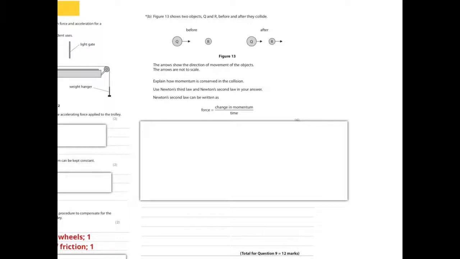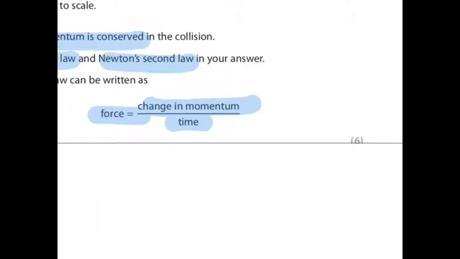So this is the first thing we're being asked to do. Explain how momentum is conserved in the collision, and use Newton's third law and Newton's second law in your answer. They need you to appreciate here that Newton's second law can also be written as change in momentum divided by time equals force. So firstly, let's just unpack that, because it's often not taught in classrooms very clearly. So let's understand.